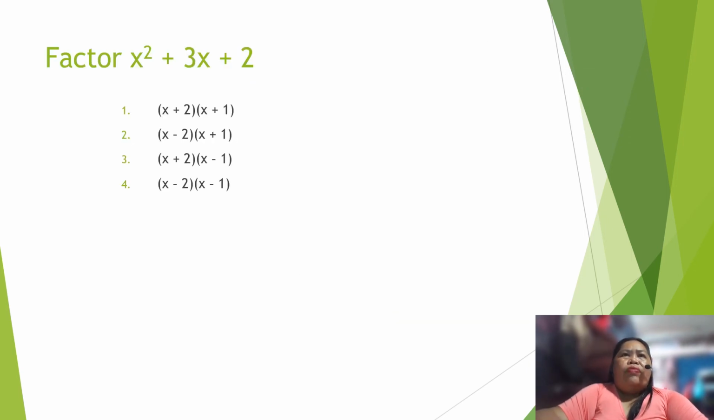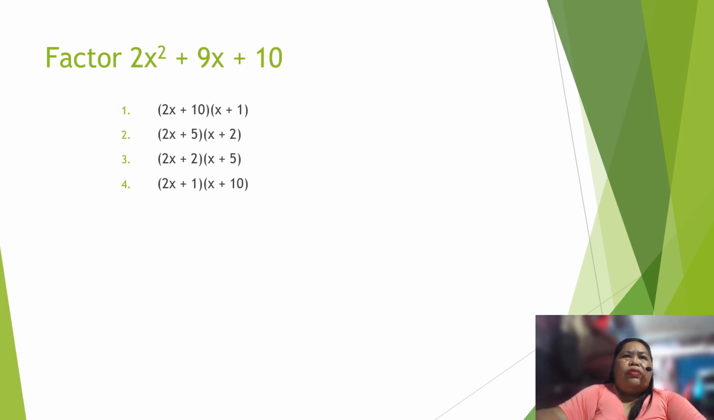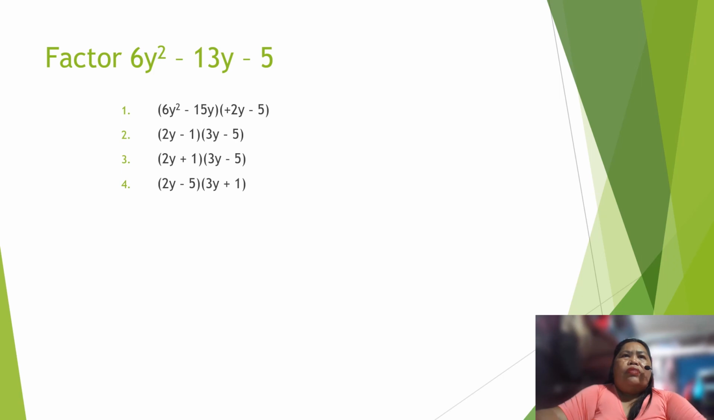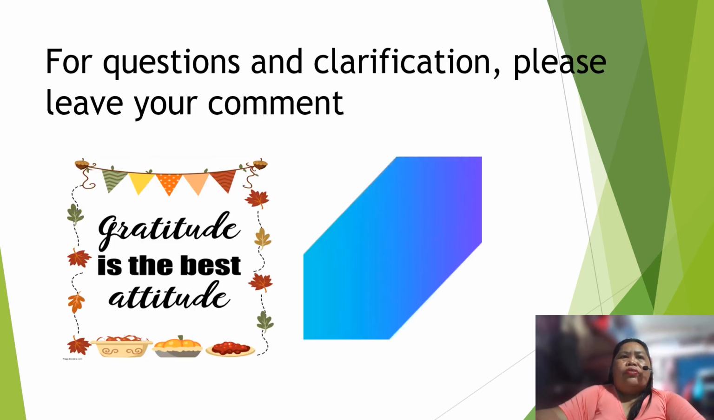Okay, so let's have a short quiz. x squared plus 3x plus 2. The factors are x plus 2 and x plus 1. All right, so that's the answer. And 6y squared minus 13y minus 5. All right, so that is the answer for number 4.